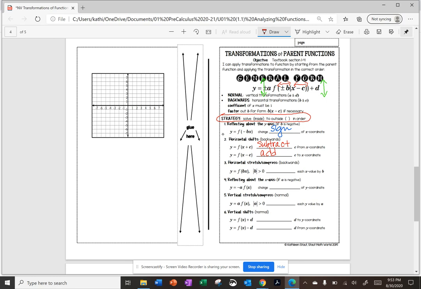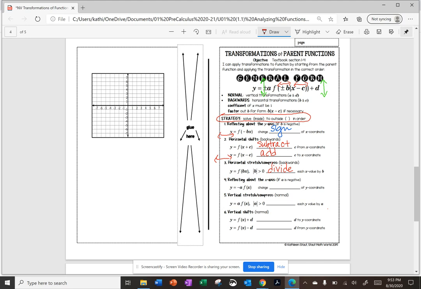So horizontal are backwards. So if I have a stretch or a compress, if B is greater than or equal to 0, then I am going to divide, so it's backwards, each x value by the B value.